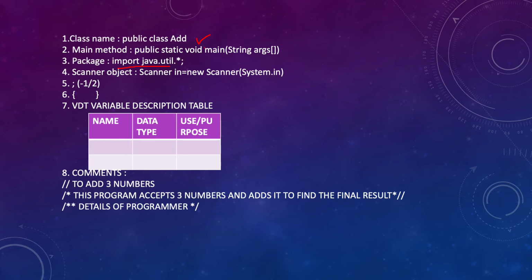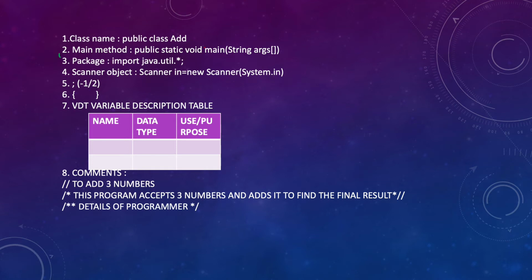So first is the class name. The class name should be given according to the program. Like if you're doing multiplication, you can write multiply. If you are doing subtraction, you can write subtract. Whatever operation you are doing in the program, that should ideally be your class name. Then is the main method.